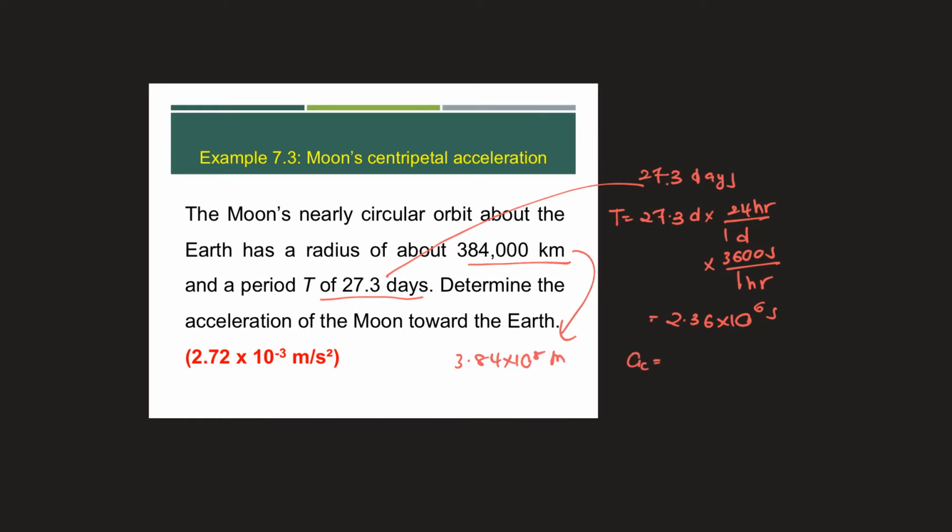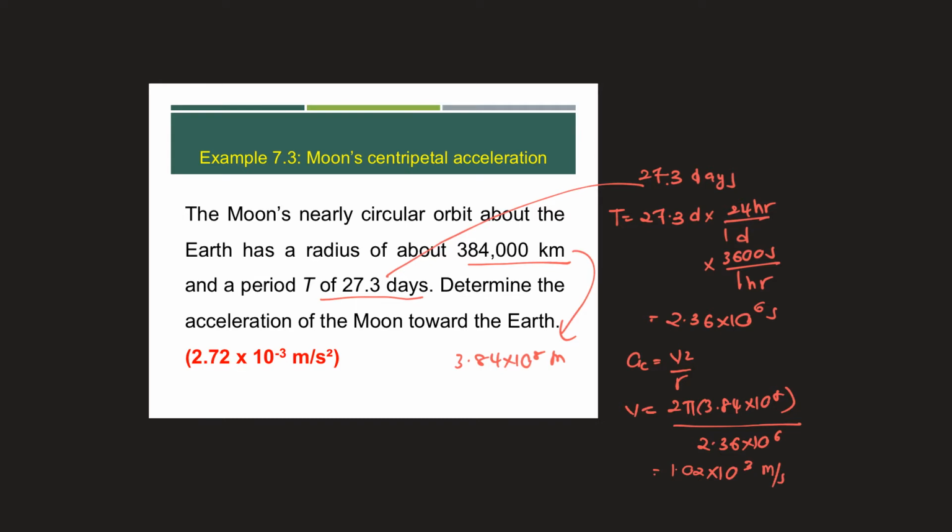The question asks you to find the acceleration, so a_c equals v squared over r. We need to find v first, which is 2 pi times 3.84 times 10 to the power of 8 over T, which is 2.36 times 10 to the power of 6. So you are going to get 2 pi times 3.84 times 10 to the power of 8 divided by 2.36 times 10 to the power of 6, which is 1.02 times 10 to the power of 3 meter per second.